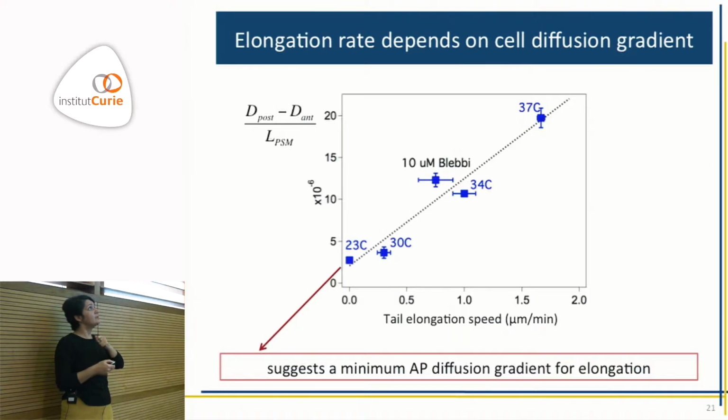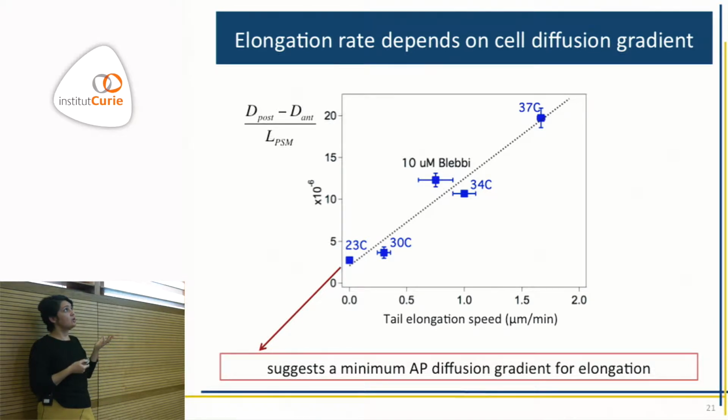And what we found is that everything collapses on the same line. What is interesting in this data is that, for example, here you have two different treatments. You have treatment with blebistatin, which is the drug that acts on cell motility, and you have a reduction of the temperature, which is a completely different mechanism for acting on cell motility. And in spite of that, you get the same elongation rate for your embryo. So this is one thing that this data is showing.